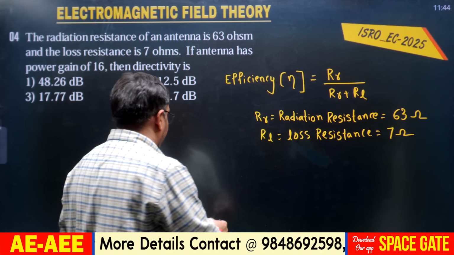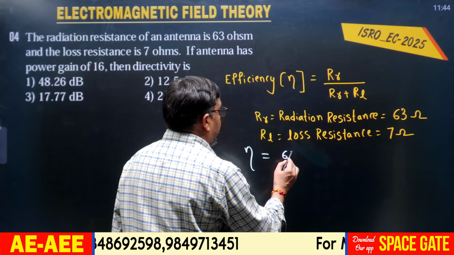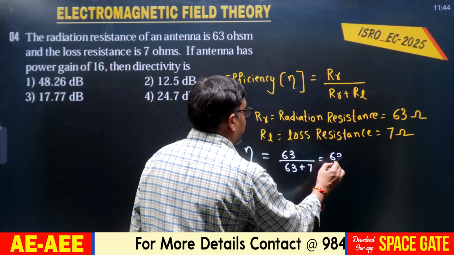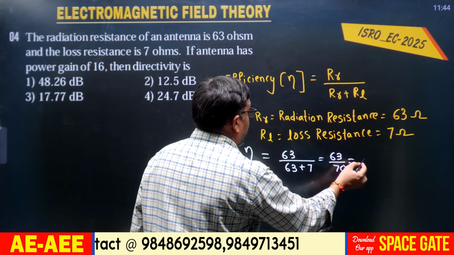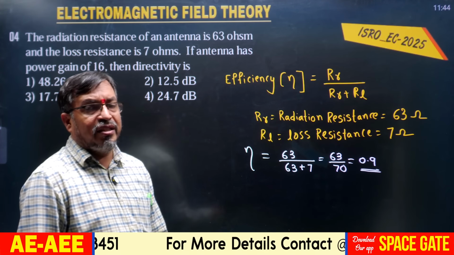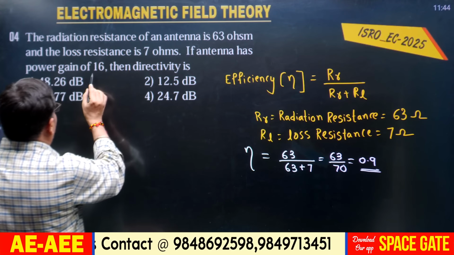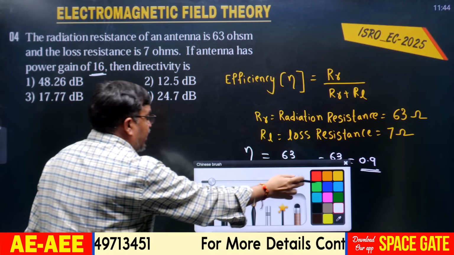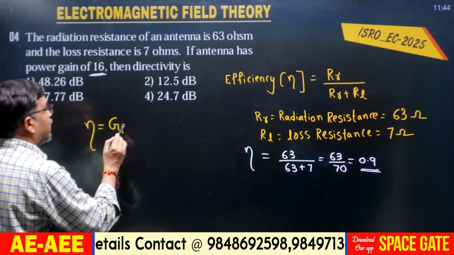First I am calculating the antenna efficiency. Eta equals 63 by 63 plus 7, that is 63 by 70. 7 nines are 63, so the efficiency value is 0.9. Then he is asking, if the antenna has a power gain of 16, then what is the directivity? From the definition of antenna efficiency, one more definition I am explaining: eta equals GP by GD.